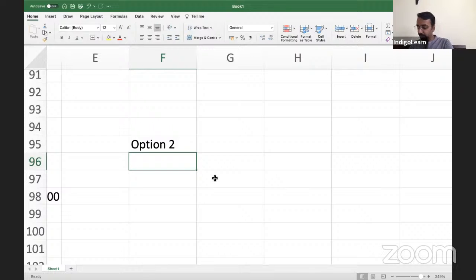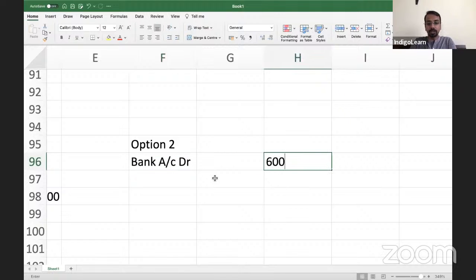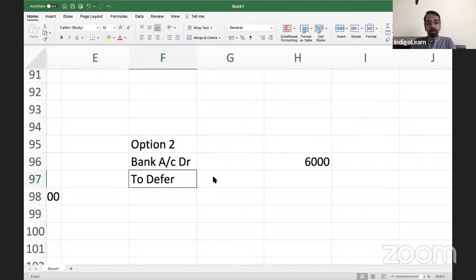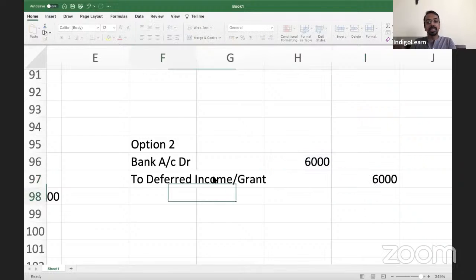Example for depreciable and non-depreciable asset. Depreciable asset, plant and machinery. Non-depreciable asset, land. Land has an indefinite useful life. So, depreciable asset. Deferred grant account or deferred income account. So, you can set up a deferred income account. So, you will say bank account debit 6,000 to deferred income or deferred grant account 6,000.